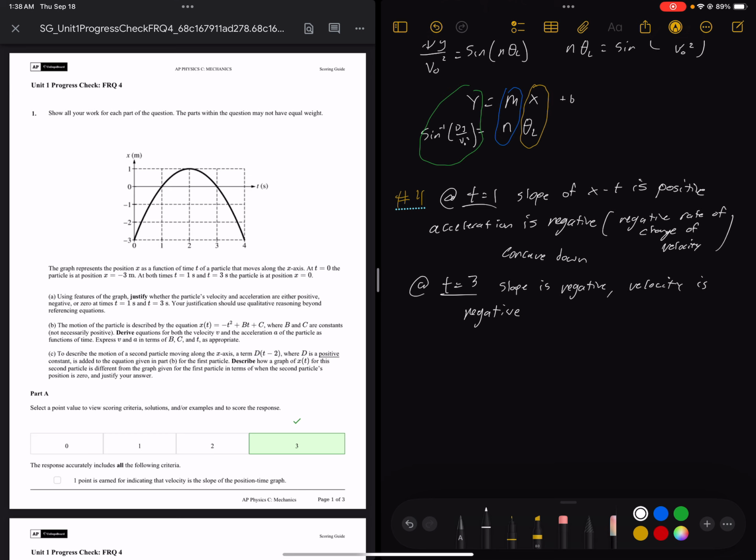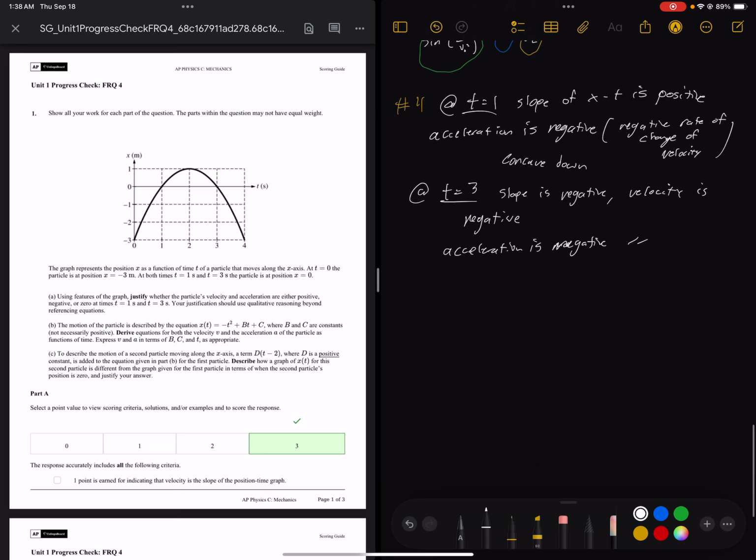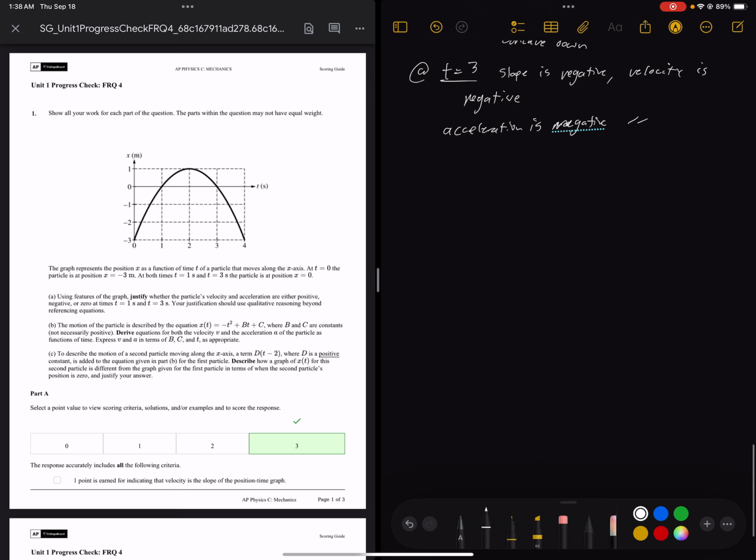Oh, also the acceleration is negative. So the acceleration is negative, and same reasons. I'm just going to put these signs here showing the same exact reason as before. The rate of change of velocity is negative.